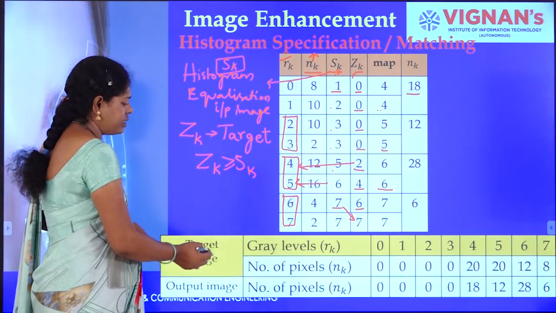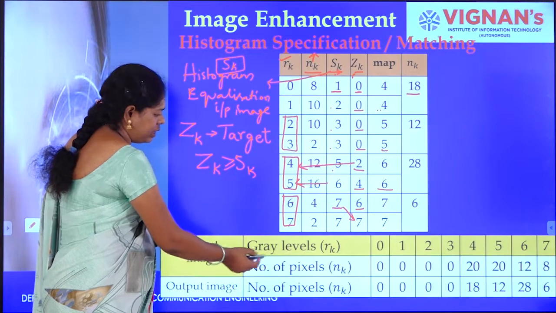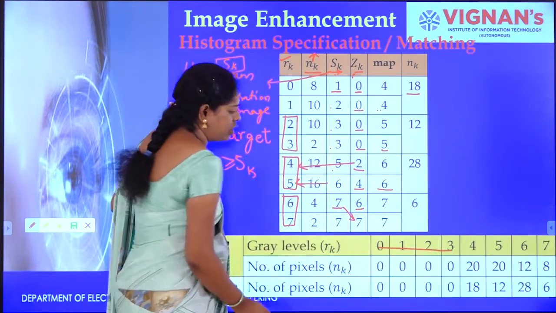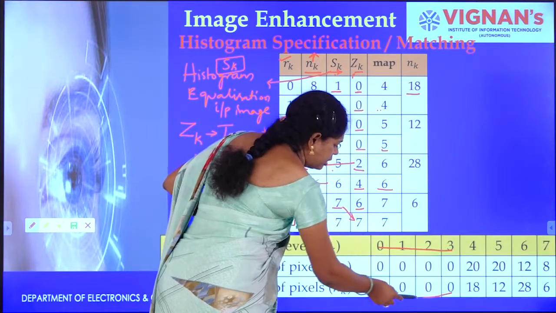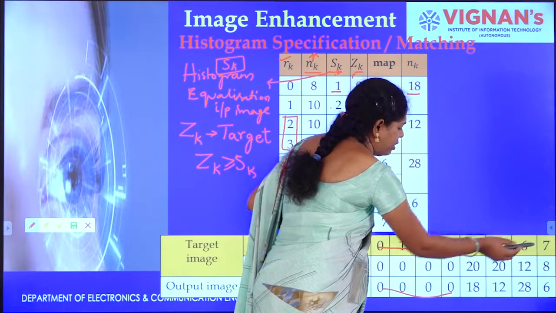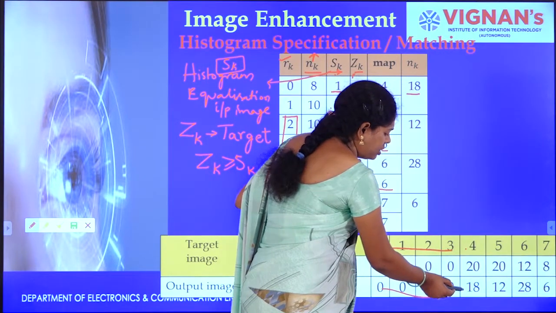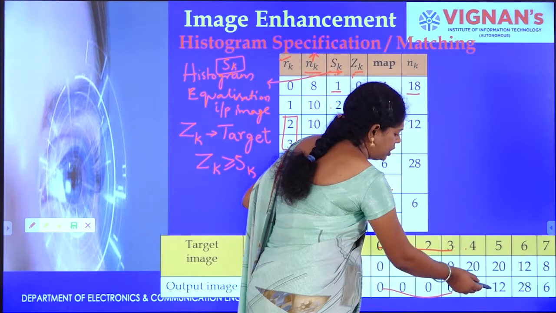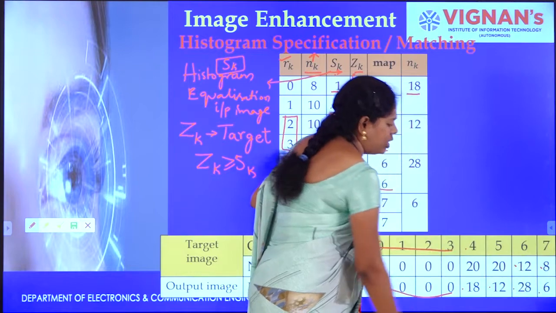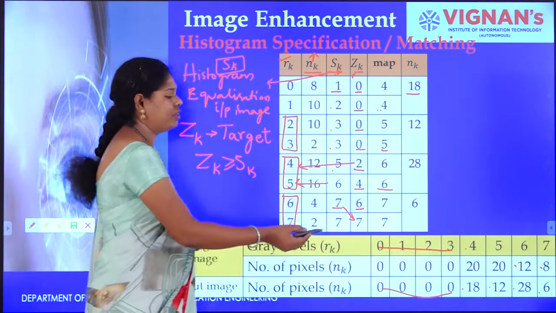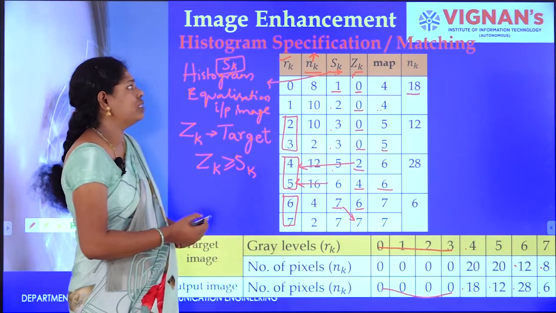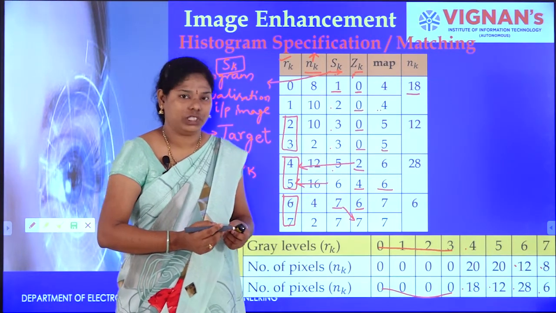Here just observe the required target: 0, 1, 2, 3 should be 0. So we get zeros only, but for the numbers 4, 5, 6, 7 the target is 20, and we reached 18. For 20, we reached 12, and here it is 12, we reached 28. For 8, we reached 16. Somewhat better, we will get the desired target image. This is the process of histogram specification.